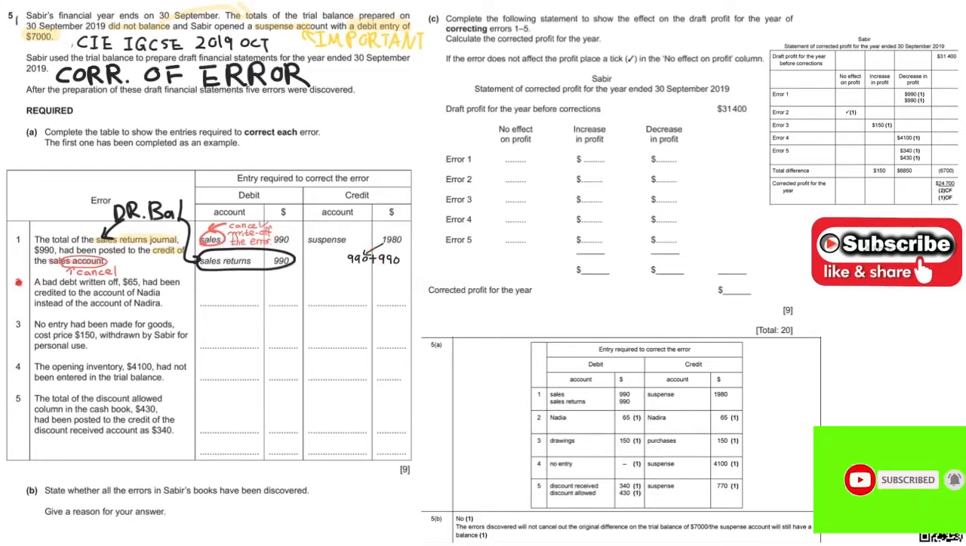Right now we'll move on to number 2. The answer is here, so let's take a look. It talks about a bad debt written off, but they put it in different accounts. So this one is an error. Let's put it down. This one is wrong. So which one is correct? Take a look. This one is the correct answer.